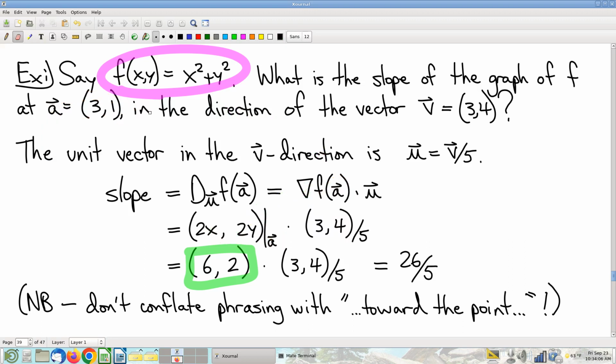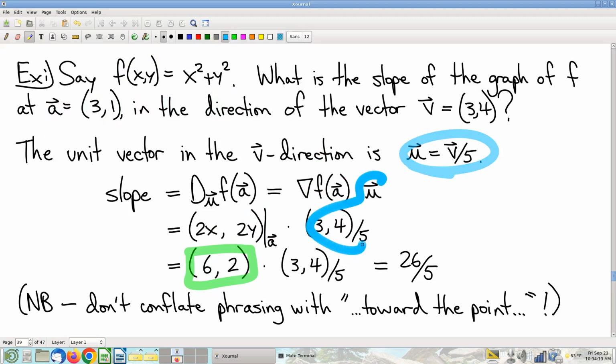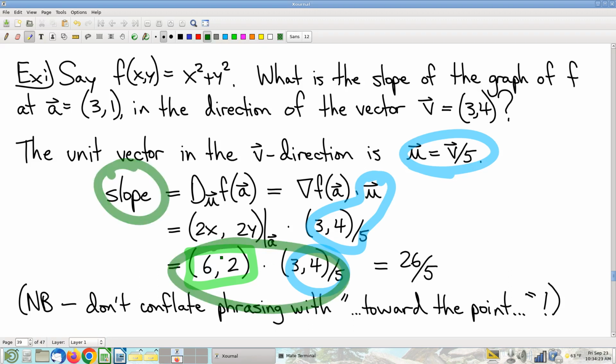And then let's see here. We've already got our unit vector. Right, so you can dot that up at this point. It's just arithmetic, and the slope that we wanted, this dot product, is that value. Okay, so everybody's good.